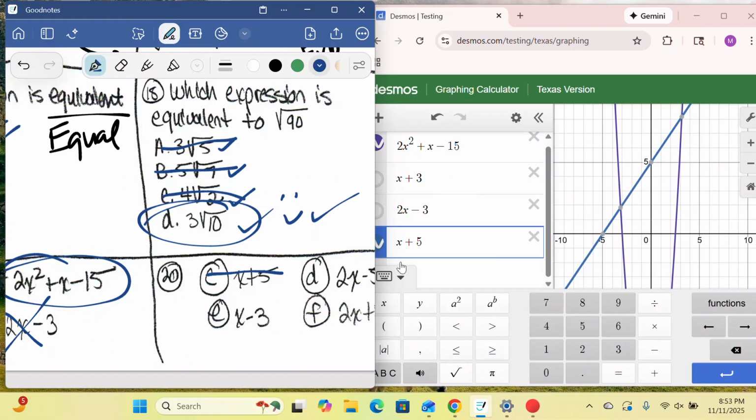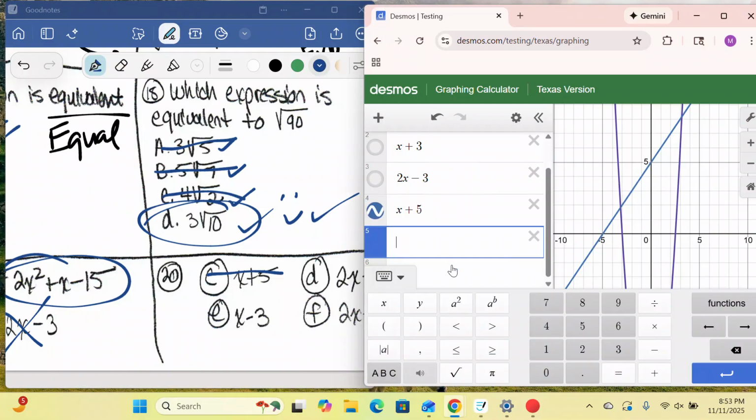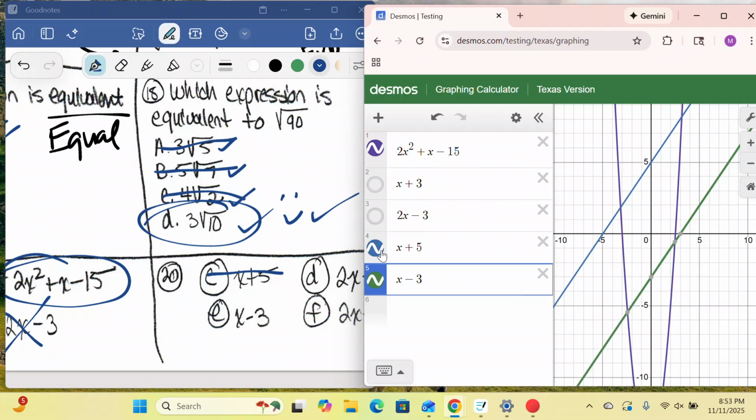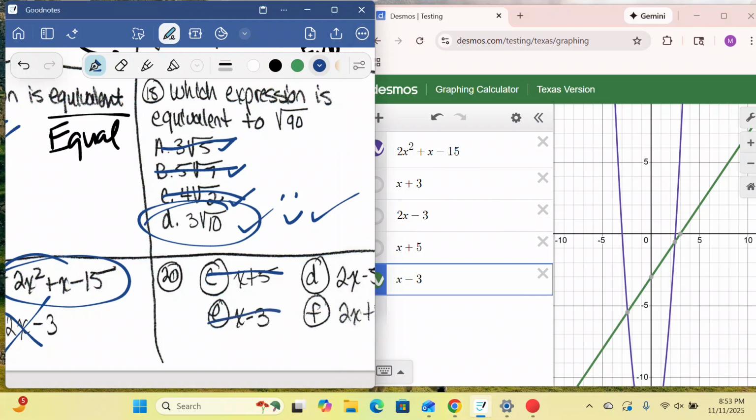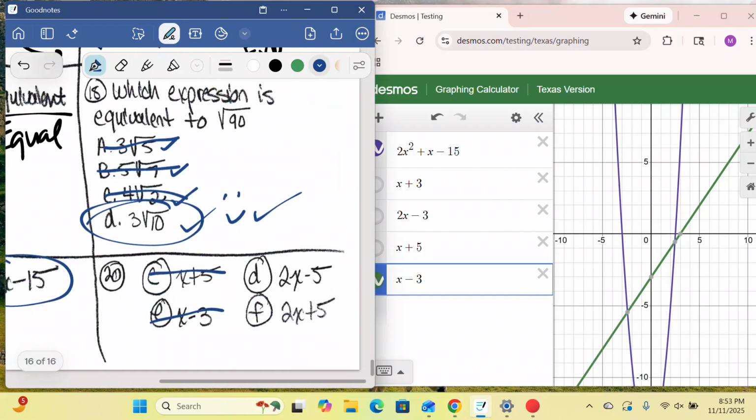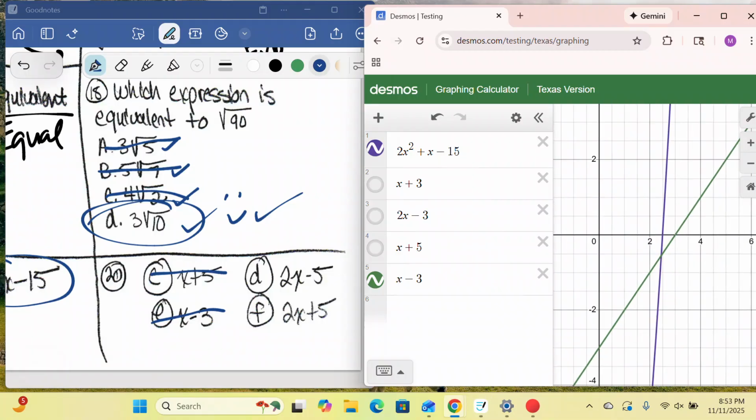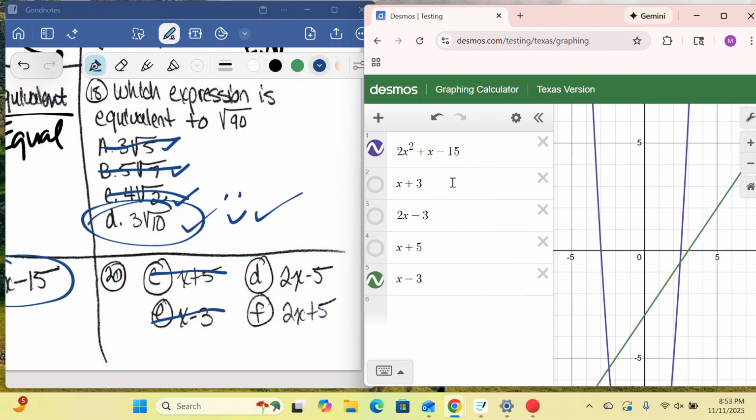I'm going to check letter E, and I'm just going to put it in the next one, x minus 3. I'm going to see if that one goes through my x-intercept. And it does not. It almost does, and I almost forgot to unclick this one. It goes through there, but it almost doesn't. But again, it has to go straight through it. So this one is wrong. And then letter D, and let me just make sure. Nope, it doesn't go through my x-intercept. So let me unenlarge it. Let me click out of here.